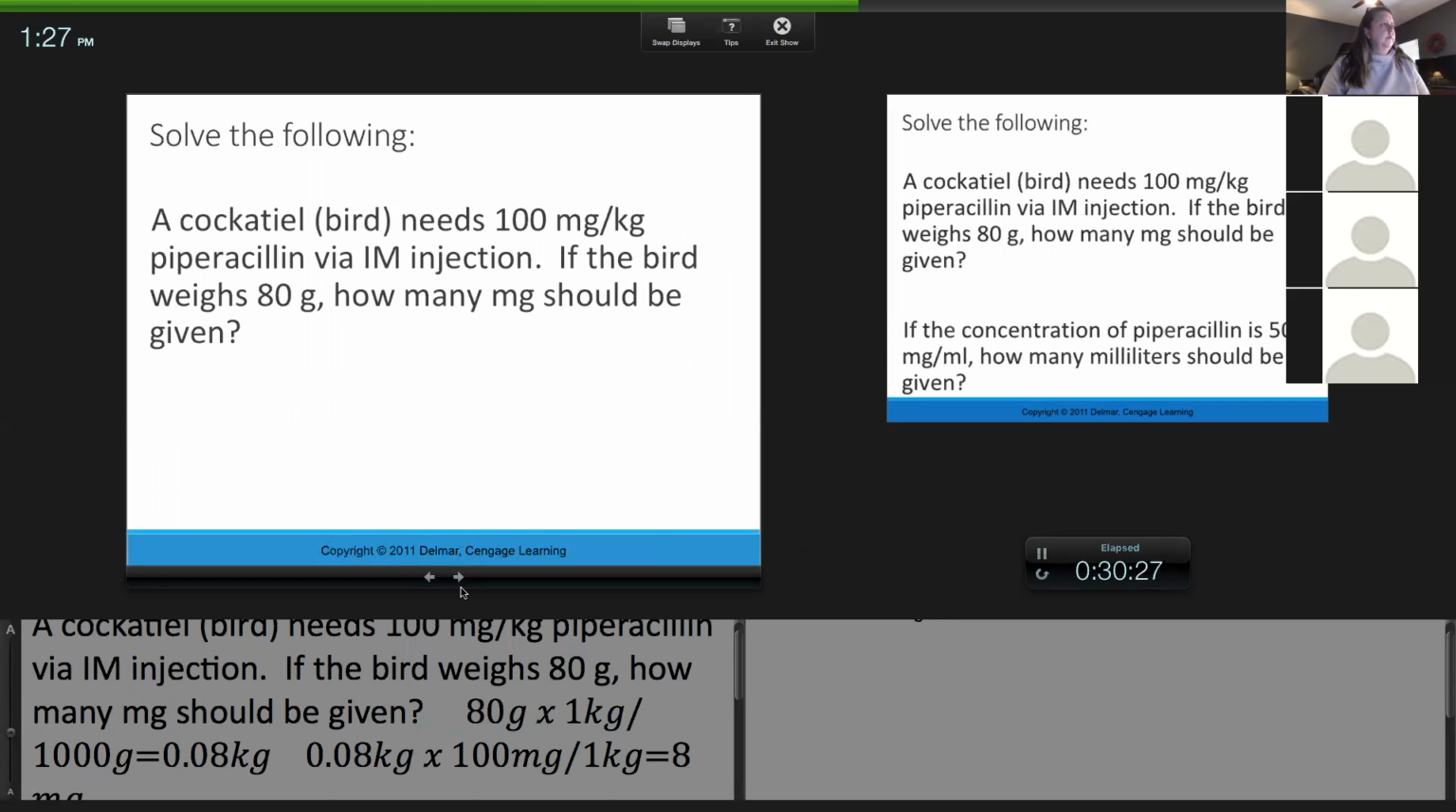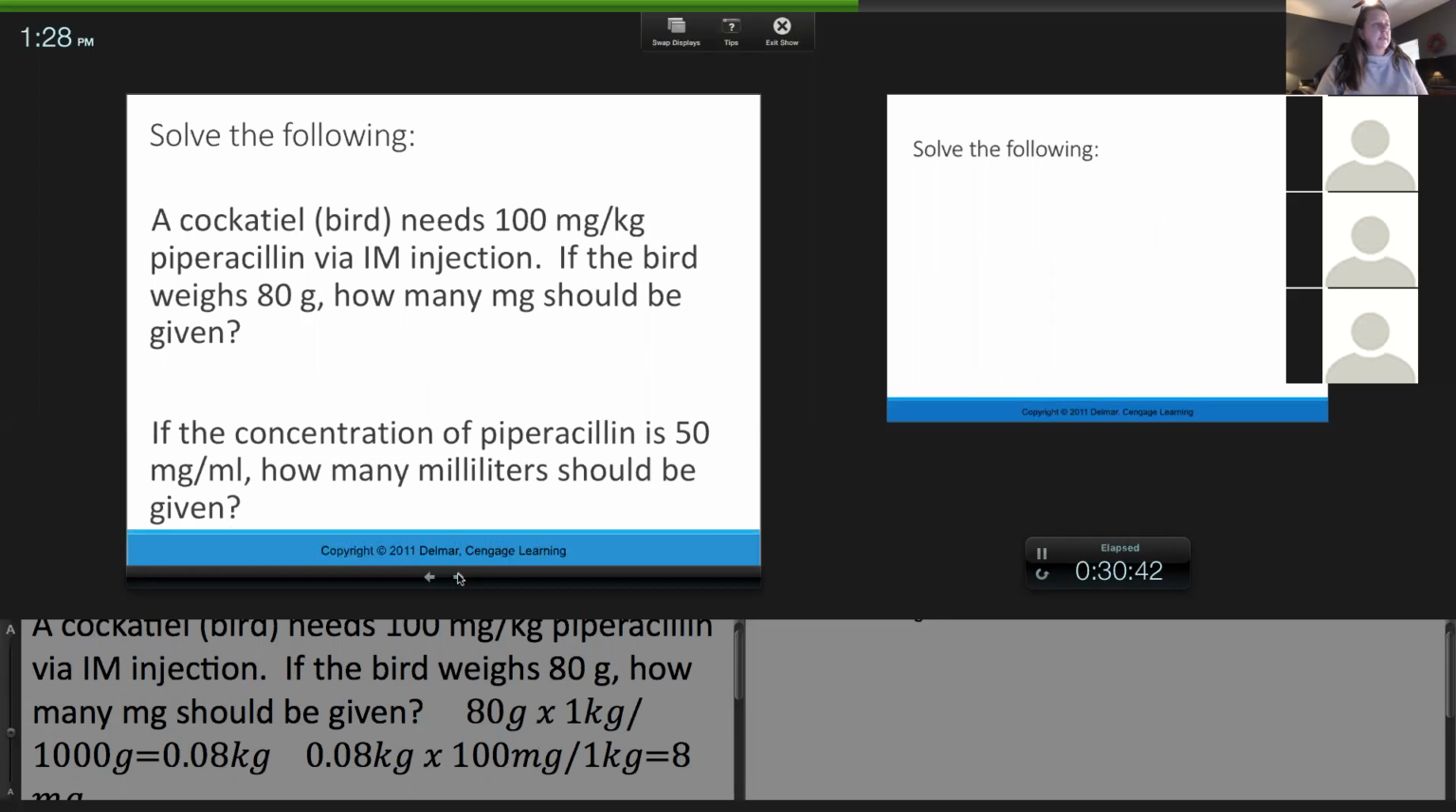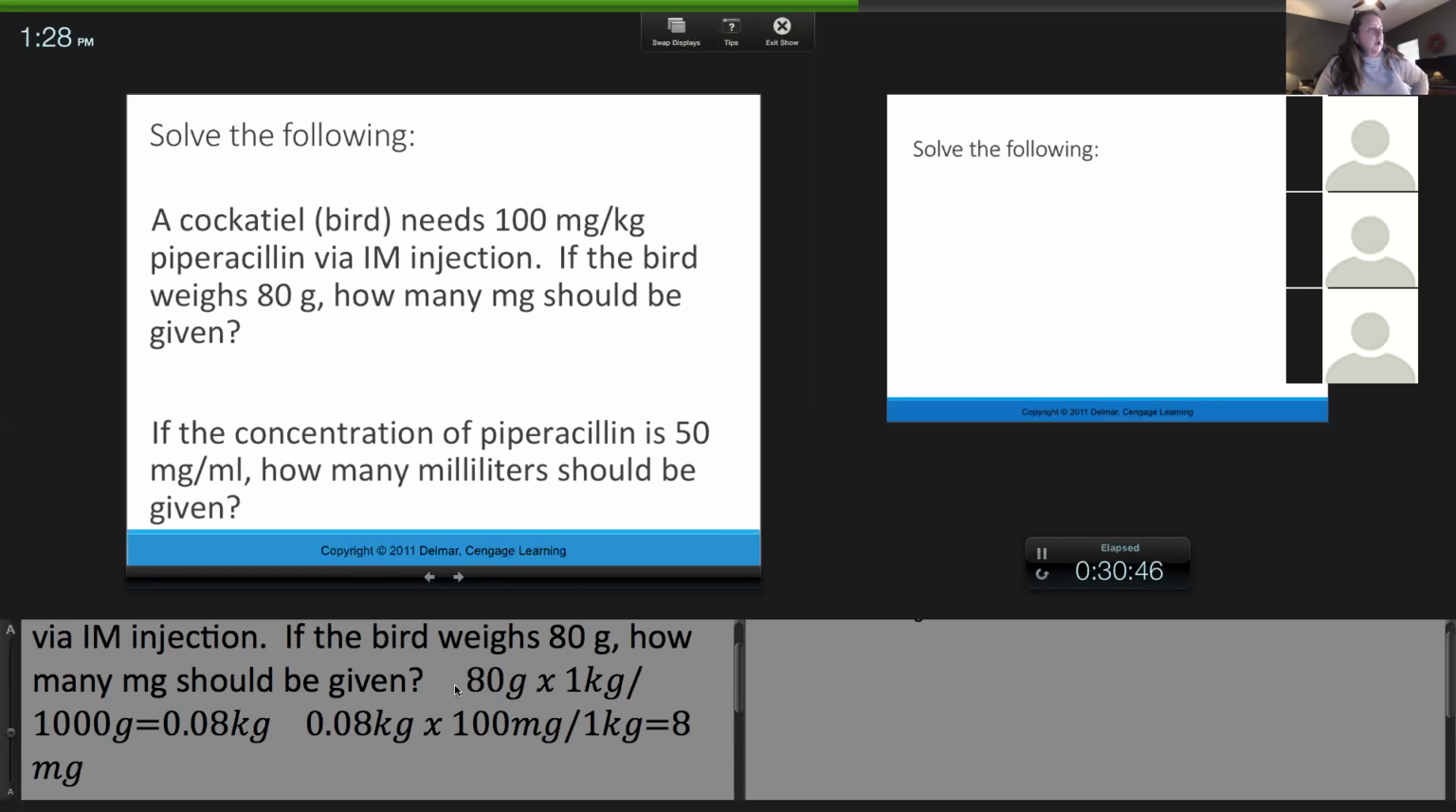Do another one. You have a cockatiel that needs piperacillin 100 mg per kg. The bird is 80 grams. How many milligrams are we going to give? And piperacillin is 50 milligrams per mil. So if we look at this, we got to get 80 grams into milligrams, okay? We know by our conversions that 1 gram equals 1,000 milligrams.